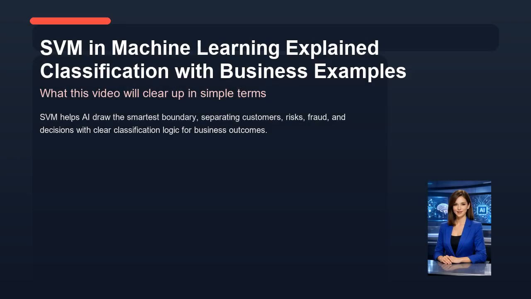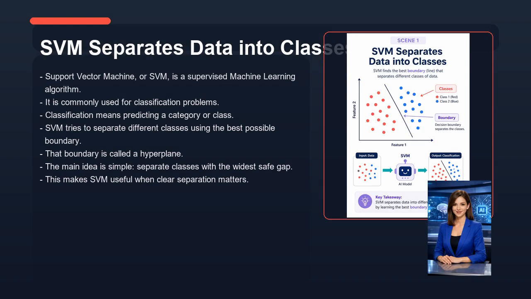SVM helps AI draw the smartest boundary, separating customers, risks, fraud, and decisions with clear classification logic for business outcomes. Now let's look at how SVM separates data into classes.